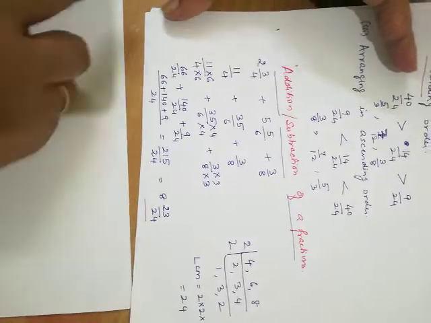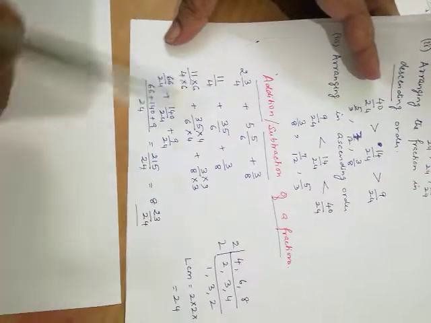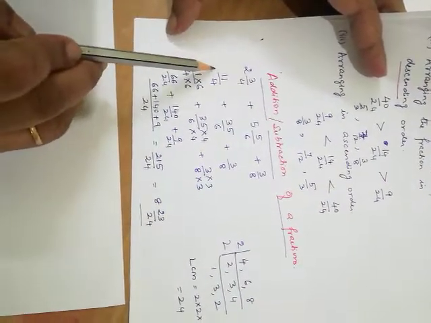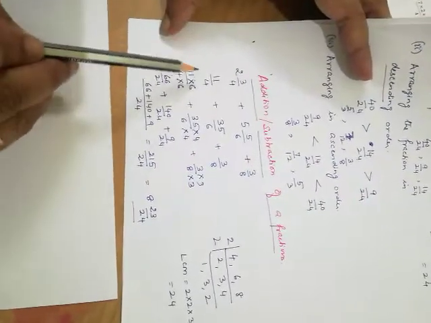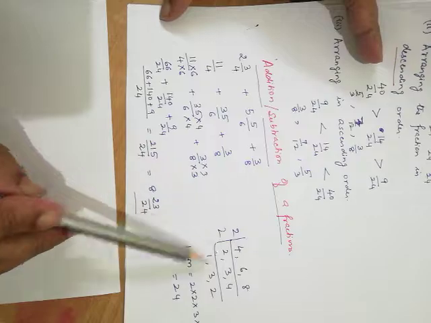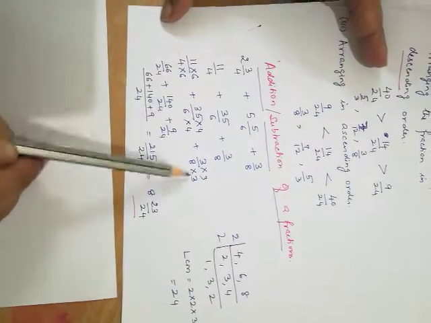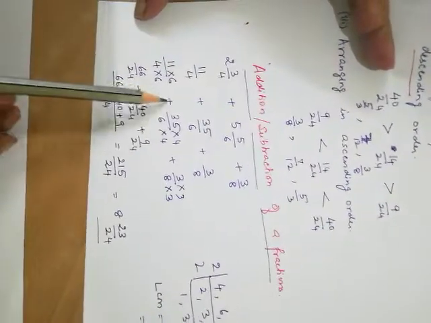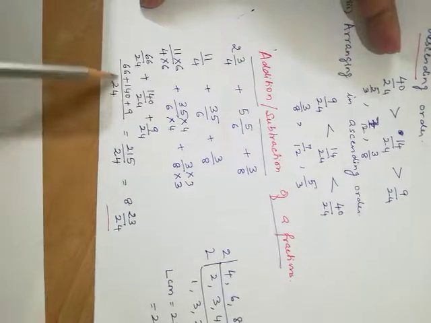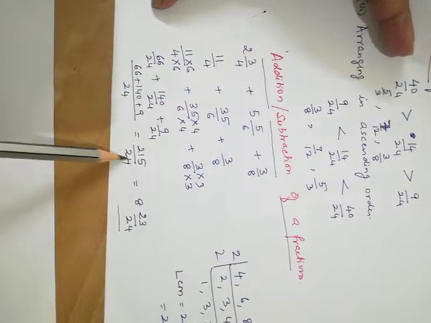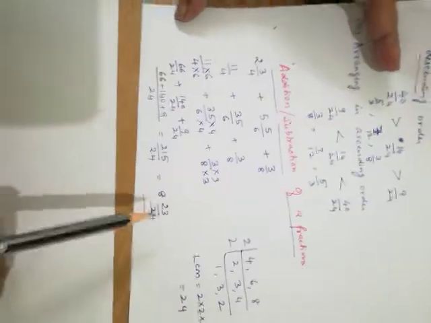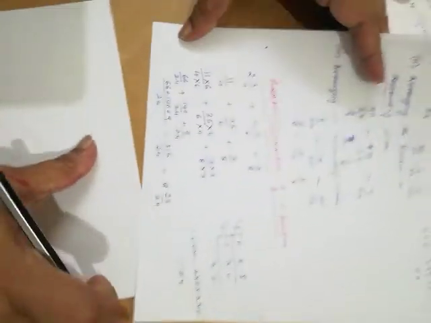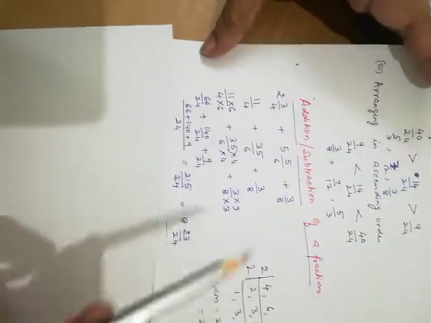So I repeat, addition is very simple. The first step is to change the mixed fraction into an improper fraction. Take the LCM of the denominators, make equivalent fractions, then add them, take the common denominator and change it either into a mixed fraction or into the lowest simplest form. Okay, so this one you will do.